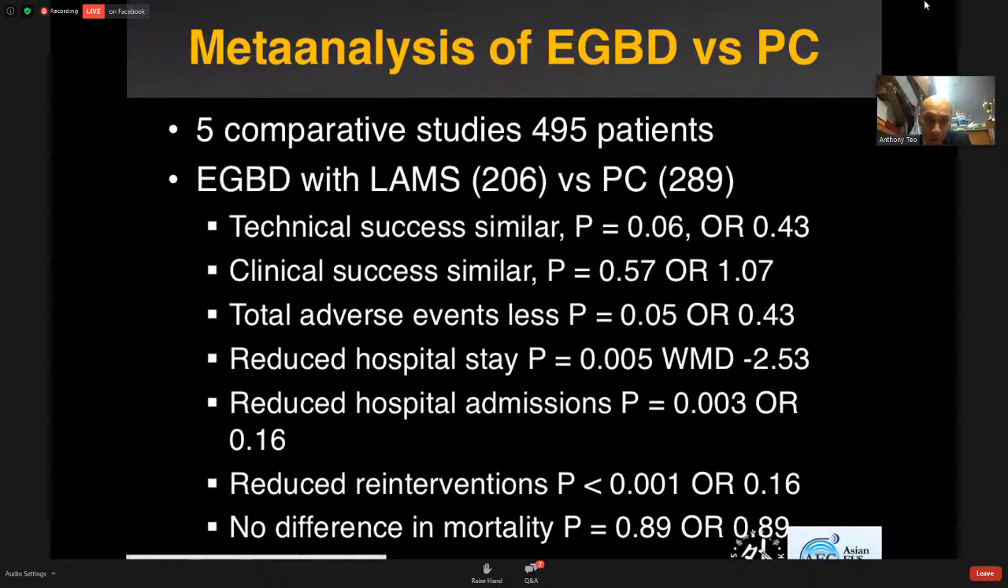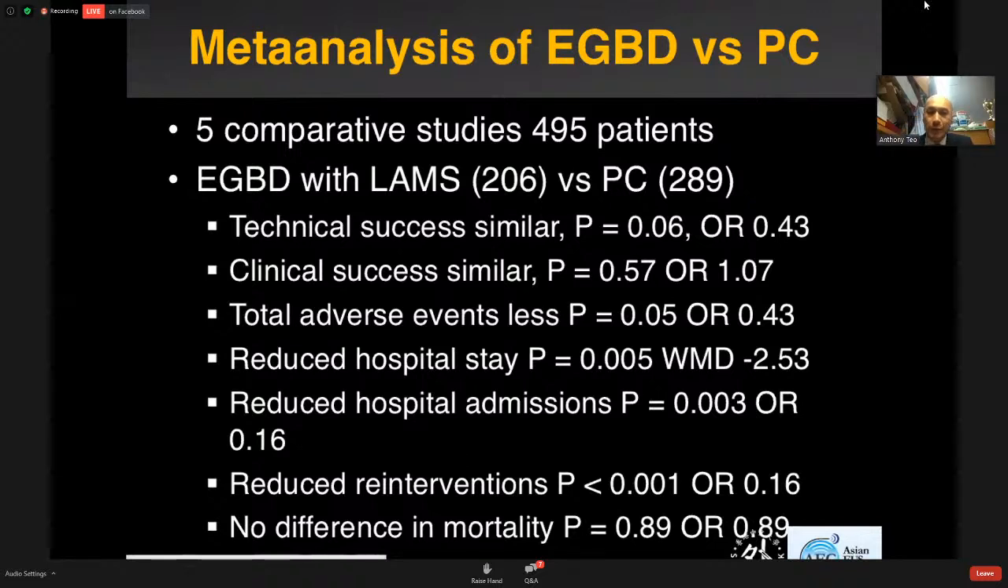We have published a meta-analysis in Endoscopy comparing EUS-GBD versus percutaneous cholecystostomy: 5 comparison studies, 495 patients. Technical success rate and clinical success rate were similar. Total adverse event rate was less with EGBD. Hospital stay was shortened in EUS-GBD. Recurrent hospital admissions were reduced, and recurrent reinterventions were also less in EUS gallbladder drainage.